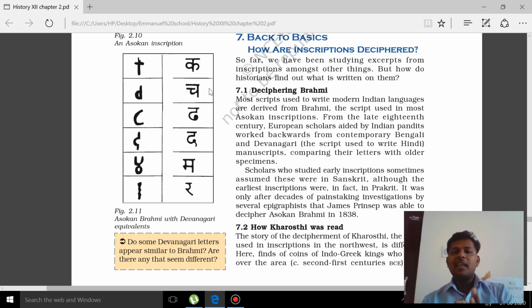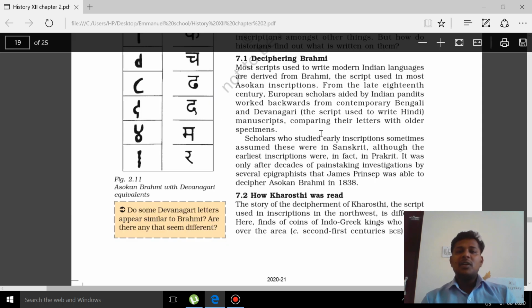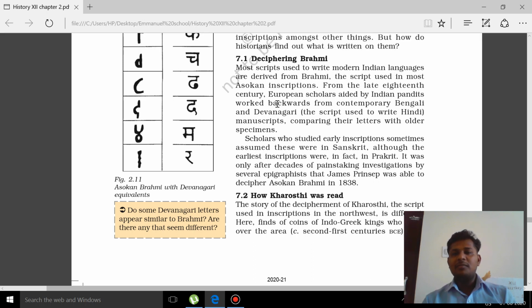Now, how were we able to decipher and understand these scripts for the first time? That is the basics that we are getting into. Back to the basics means how we understand or decipher the inscriptions written in Brahmi and Kharosthi scripts. Deciphering the Brahmi script: most scripts used to write modern Indian languages are derived from Brahmi. Today, modern languages like Bengali, Hindi, Tamil, Telugu and others are mainly derived from this script called Brahmi.